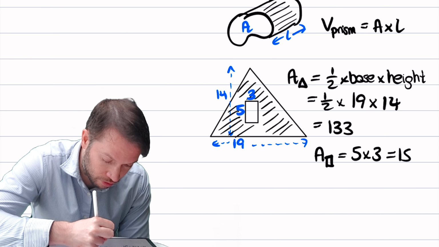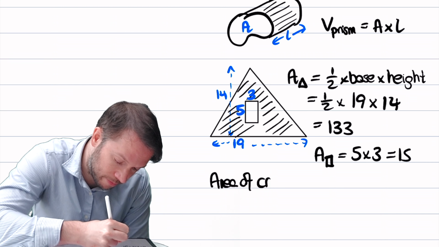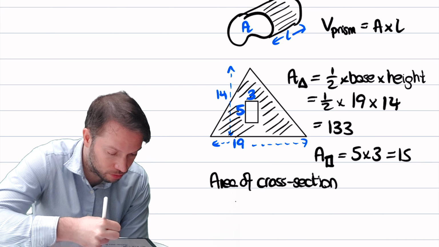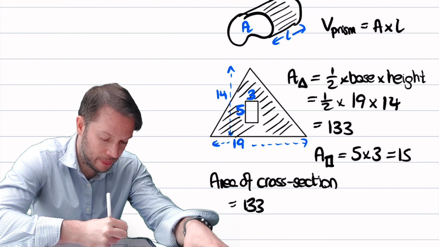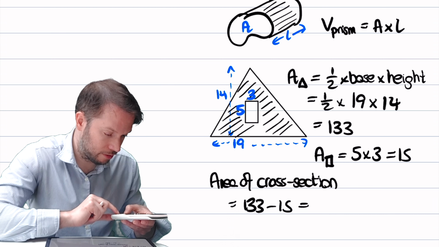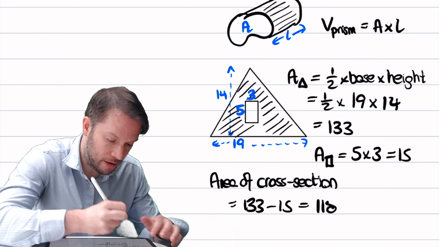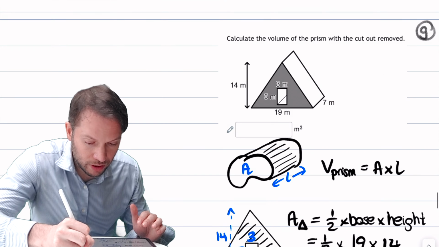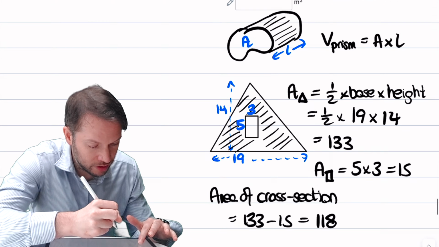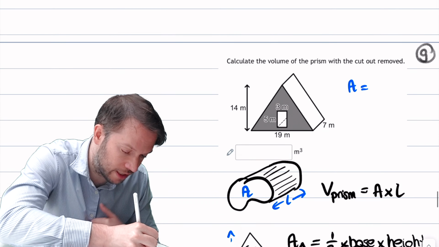So the area of the cross-section of our prism, total area at the front, is equal to 133 minus 15, and that is 118. Okay, great. So now we know the area of this cross-section, the triangle with the rectangle removed, was 118. So the A is 118.